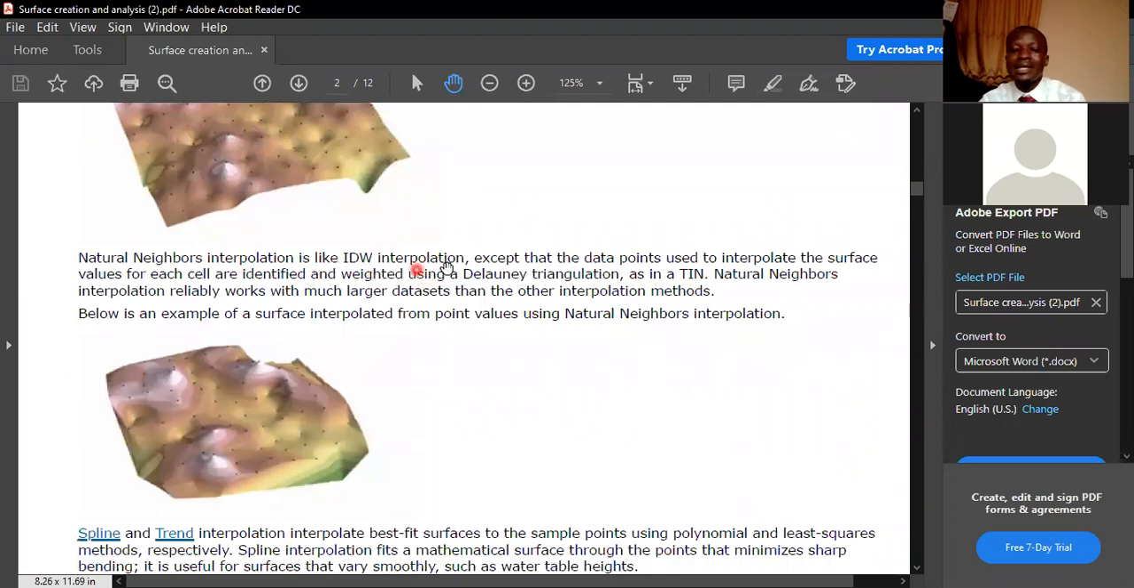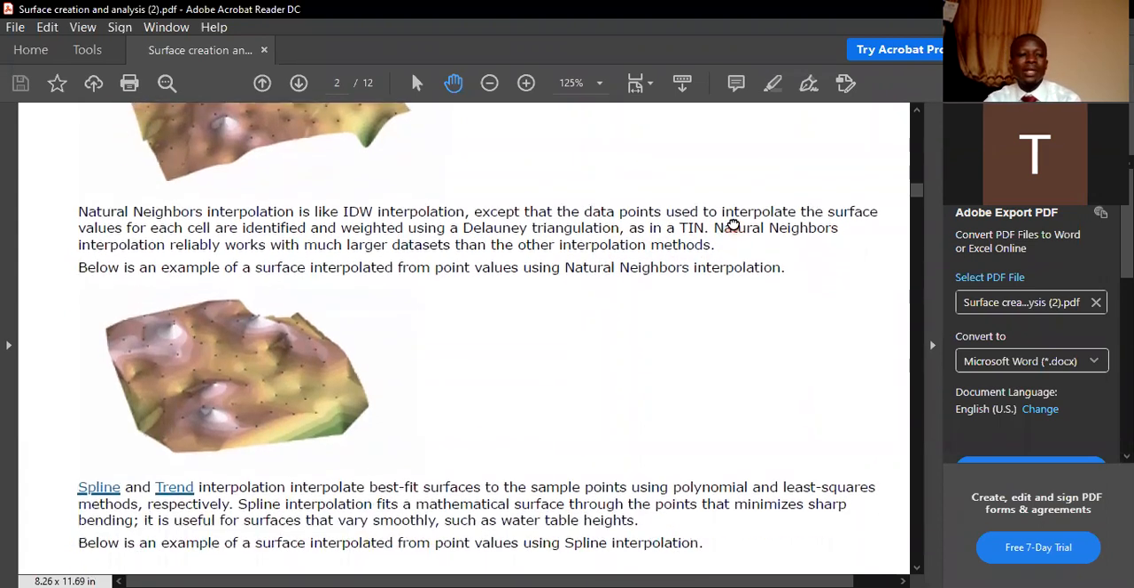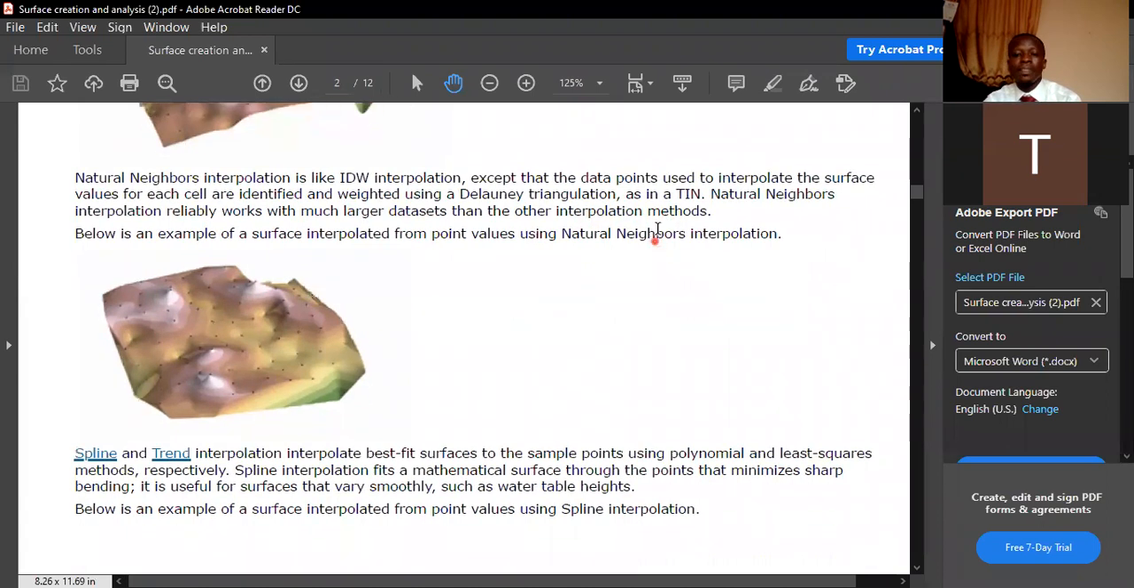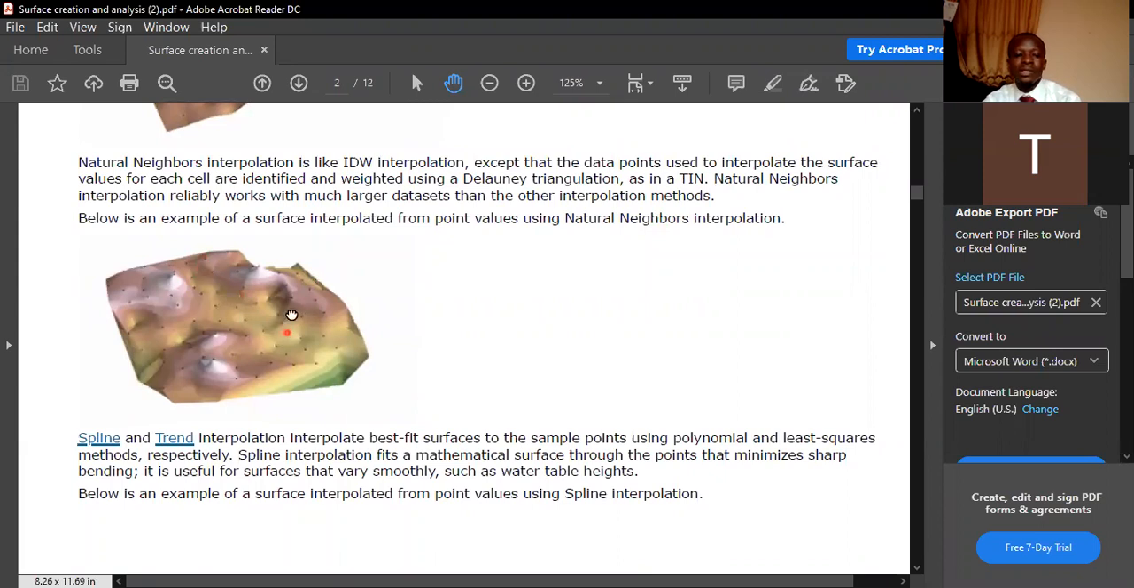Natural neighbor interpolation is like IDW interpolation, except that IDW makes use of the distance between the point to be determined and how close the points are to the point. The farther the point is, the lesser its contribution to the calculation of the new point. So that is inverse distance weighted interpolation. Natural neighbor makes use of the Delaunay triangulation, which we can talk about later on. Natural neighbors interpolation reliably works with much larger data sets than the other interpolation methods. Is that okay? So these are all methods that work.